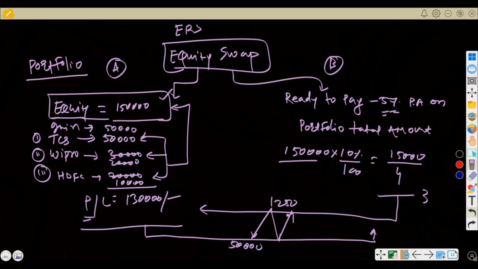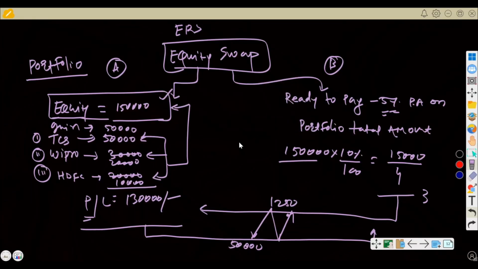So it means there is a loss in the portfolio, right? The underlying assets value was 1,50,000, but at the current value, the price is at 1,30,000. So who will bear that? So here it becomes complex for B now.